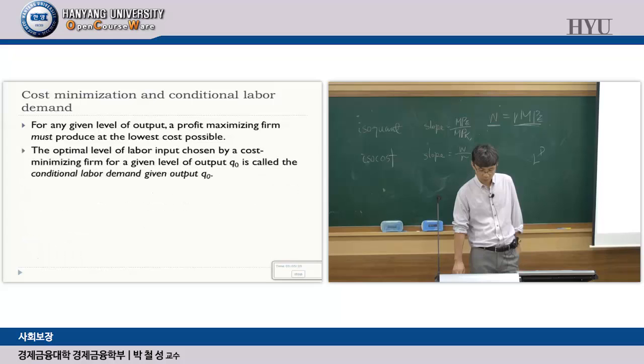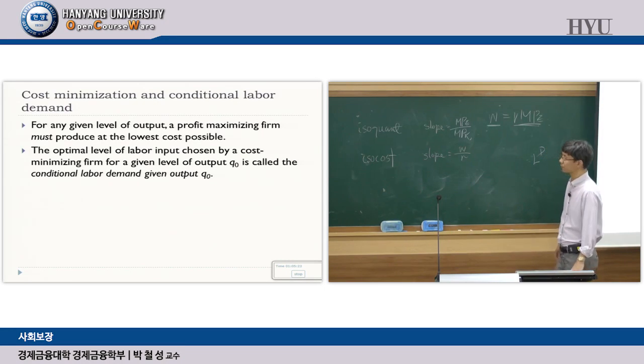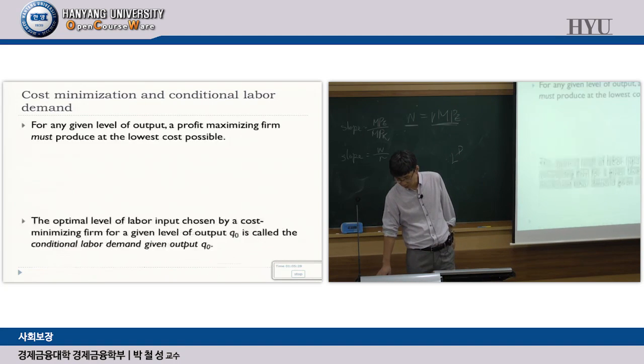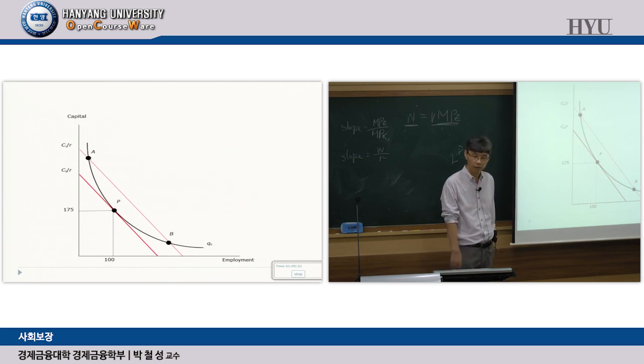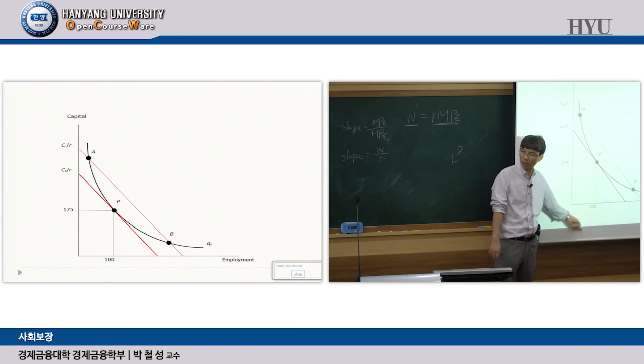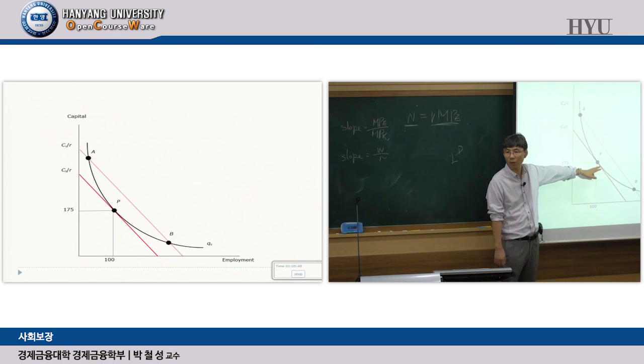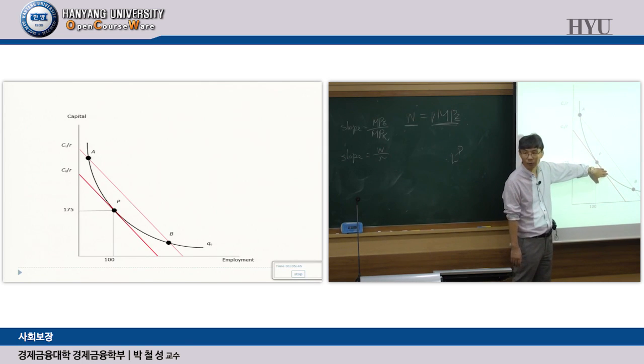Using that rule, we can figure out how much labor input this firm is going to use. In this case, 100 units. So this firm will hire 100 units to produce Q0. Obviously, this number of units is going to change if the output changes. Let's say the order changes from 10,000 to 12,000. Then obviously you have to produce at a higher isoquant curve. Then you move it up, right? Then you probably hire more labor input.